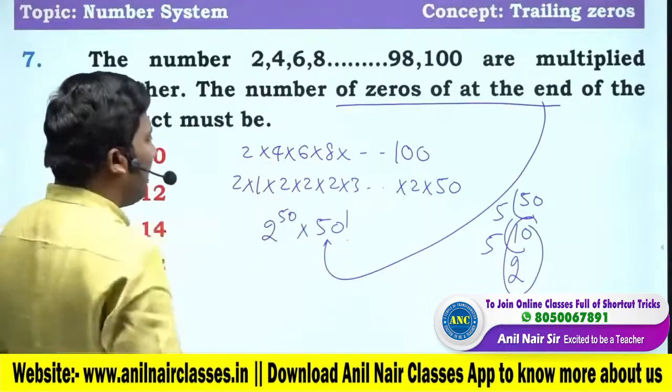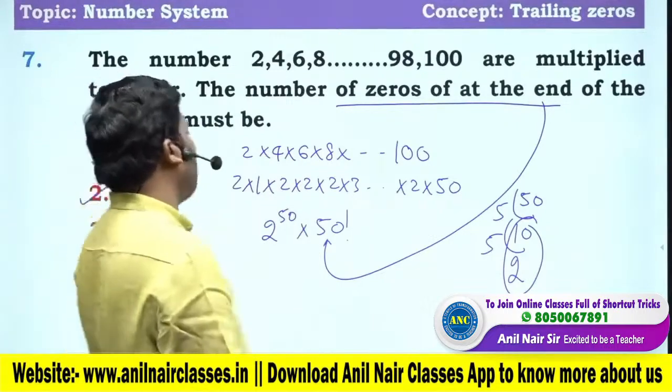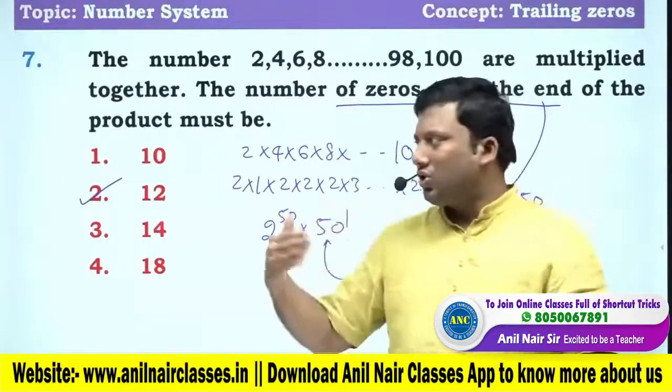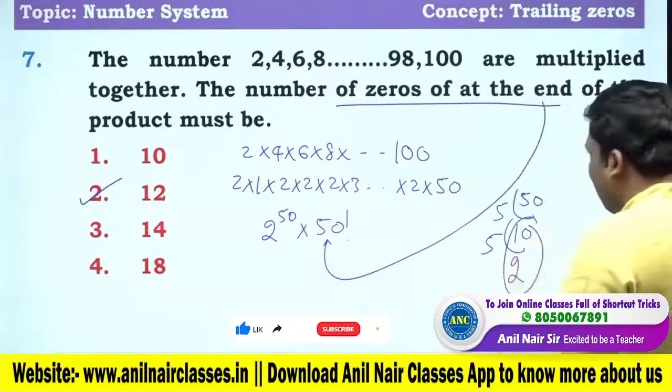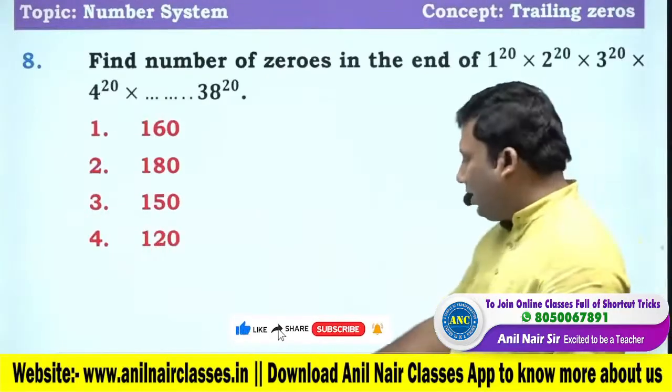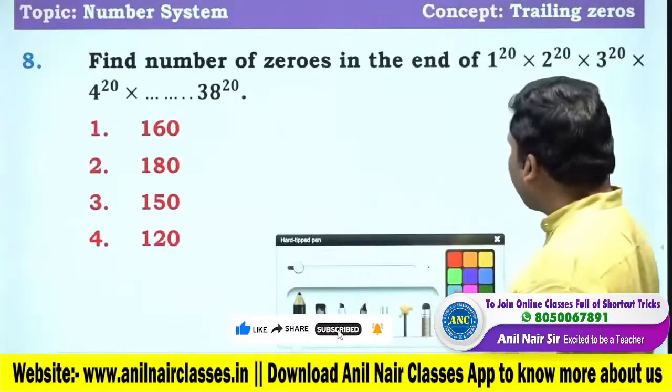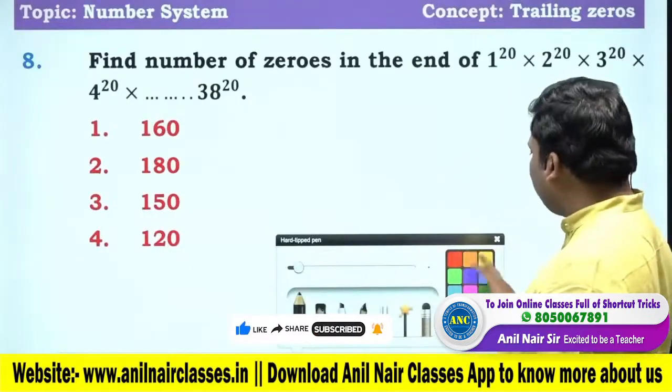So 5 tens are, 5 twos are, 10 plus 2, answer is 12. Easy questions, already solved questions. I am solving it a little fast. Next one. Read this question.